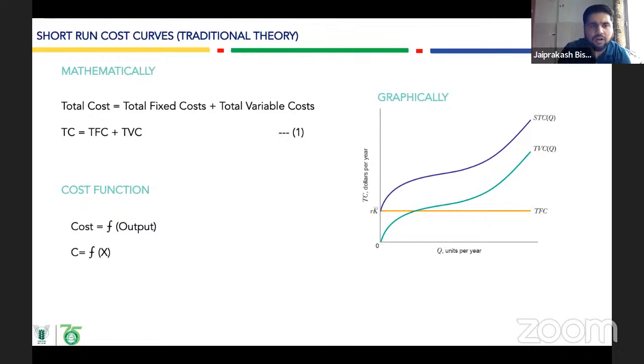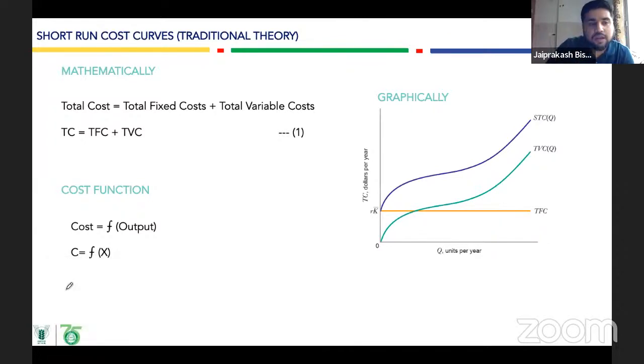So if we add all the cost incurred on the fixed assets, it will give the total fixed cost. Similarly for the variable cost also. And when we add total fixed cost and total variable cost, it will be the total cost.